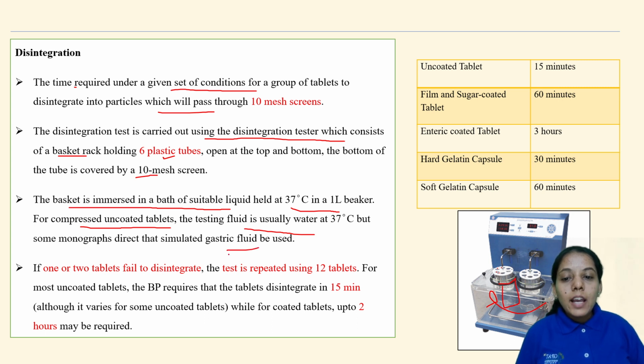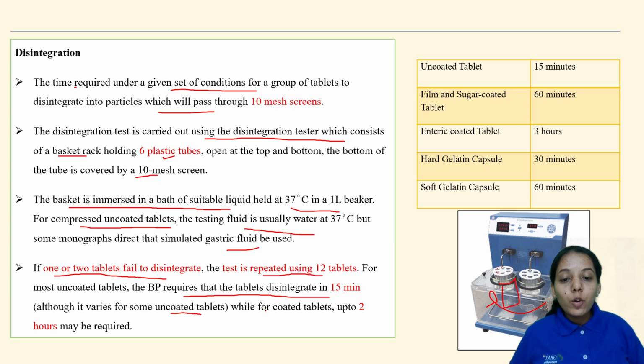If 1 or 2 tablets fail to disintegrate, then the test is repeated using 12 tablets. For most uncoated tablets, the BP requires that the tablet disintegrate in 15 minutes. According to British Pharmacopoeia, it is required that the tablet should disintegrate in 15 minutes, although it varies for some uncoated tablets.